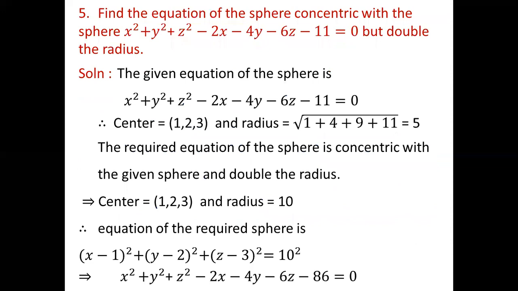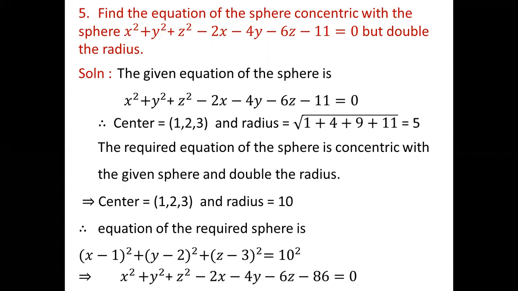The next problem is find the equation of a sphere concentric with the sphere x square plus y square plus z square minus 2x minus 4y minus 6z minus 11 equals 0, but double the radius. So here look at the given data. We need to find the equation of a sphere. What is given is that the required sphere is concentric with the sphere x square plus y square plus z square minus 2x minus 4y minus 6z minus 11 equals 0. That means the center of these two spheres are the same.